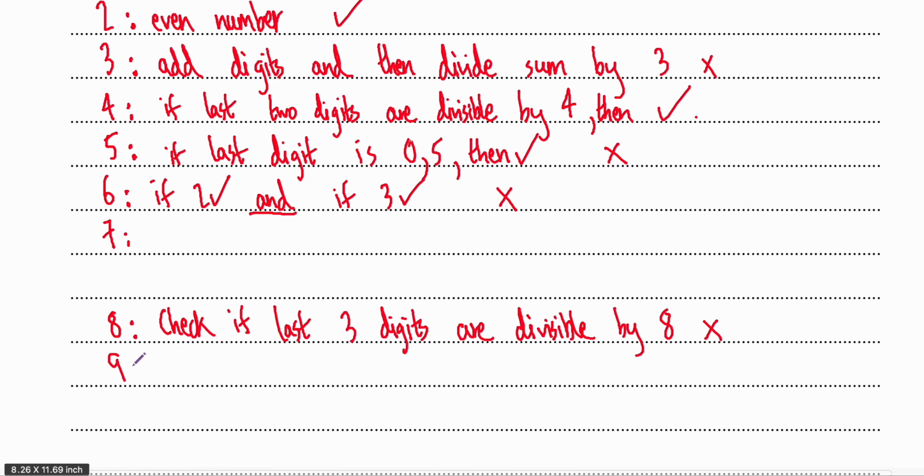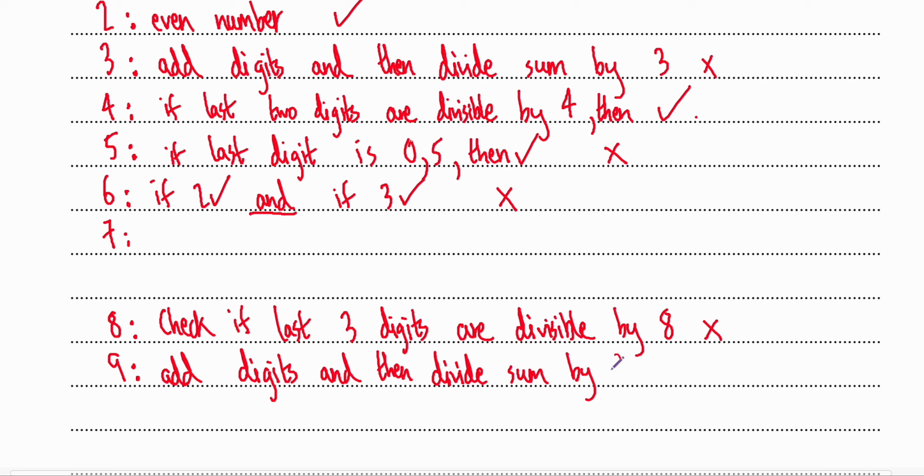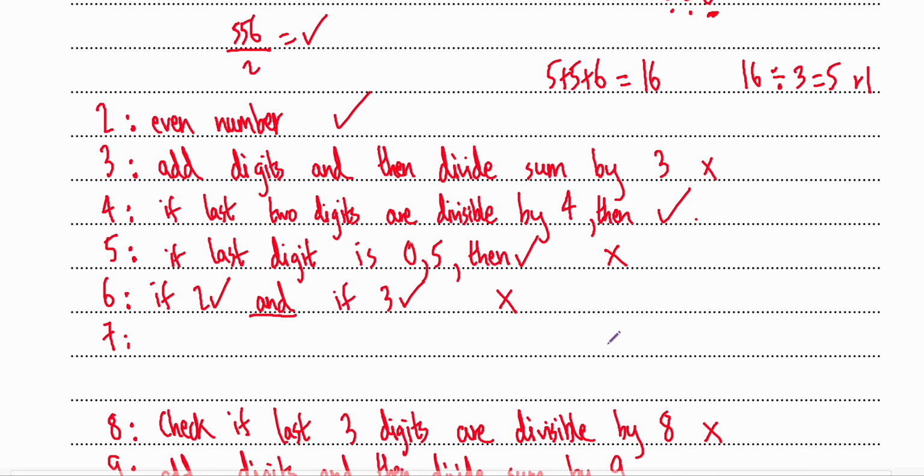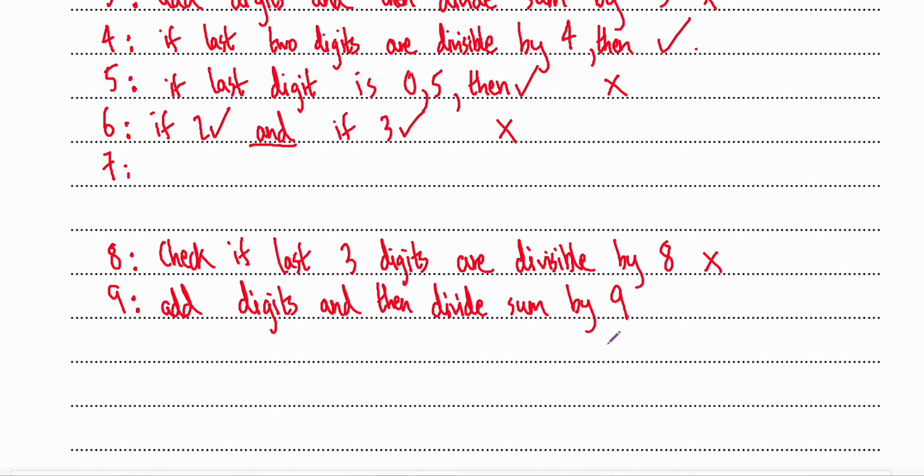How do you check for 9? Well, for 9, it's very similar to 3, but it's not the exact same. So you add the digits. So in this case, our sum will still be 16. So you add the digits, and then divide the sum. Well, instead of 3, you divide it by 9. So in our case, we do 5 plus 5 plus 6 is 16. And then 16 divided by 9 is going to give you a number with a remainder. So that does not work in our case.